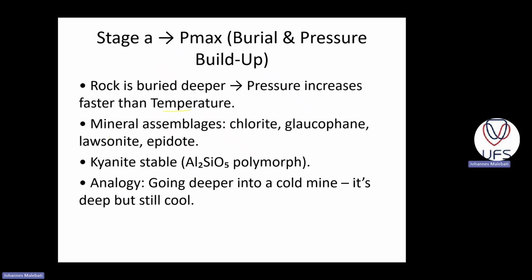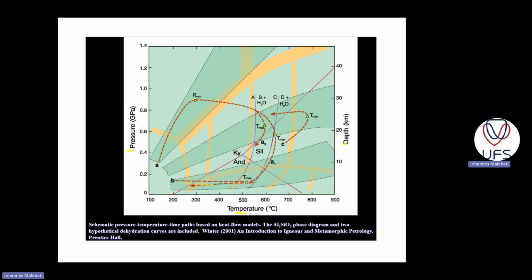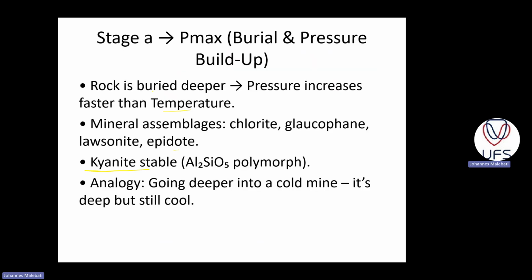So for mineral assemblages, we expect the minerals that form at low temperatures, that is to say the green minerals and the chlorite, for example, epidotes. So kyanite is stable. This is why here you see that we are in the kyanite zone. The kyanite is stable because we are increasing the temperature progressively during what you call prograde metamorphism. So from A to B or to Pmax, it will be the prograde metamorphism.